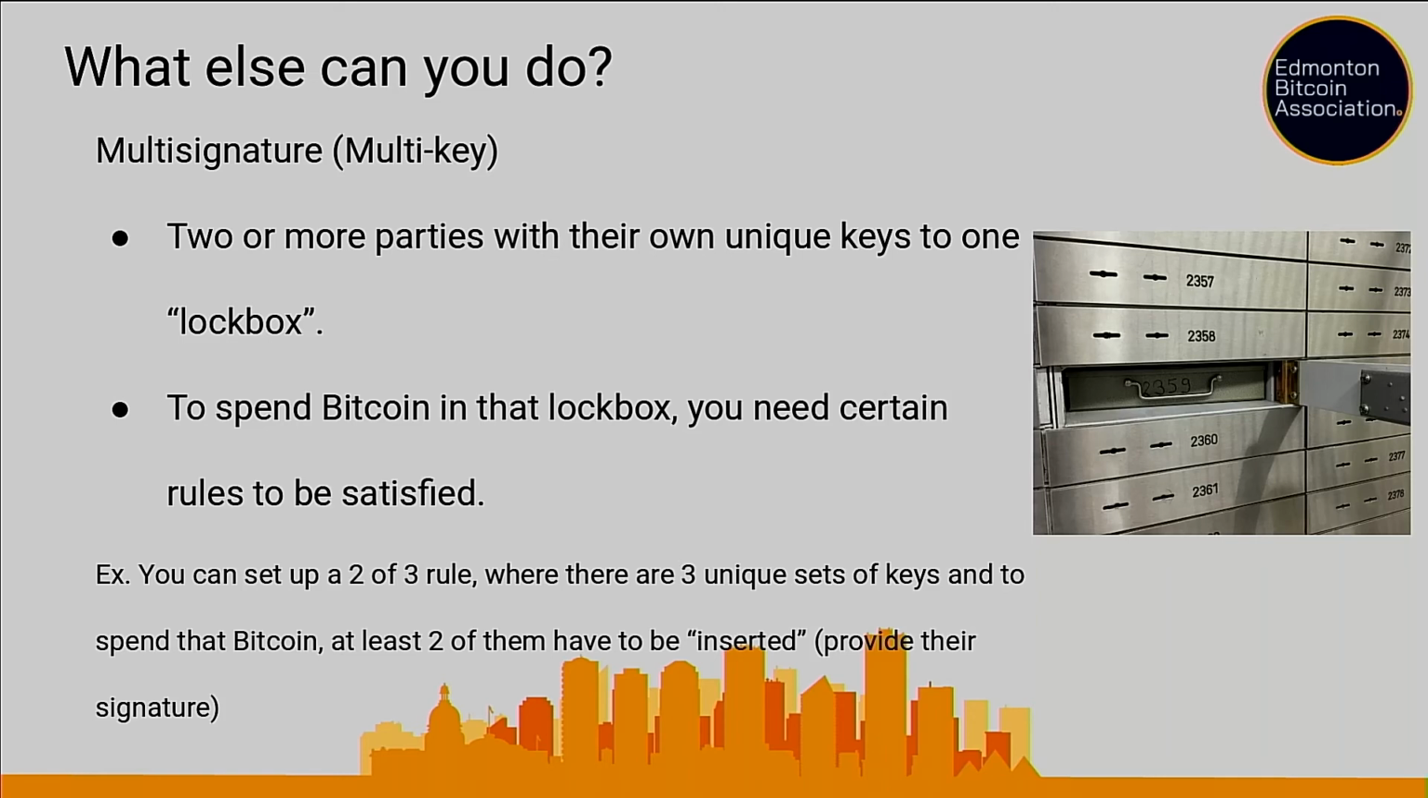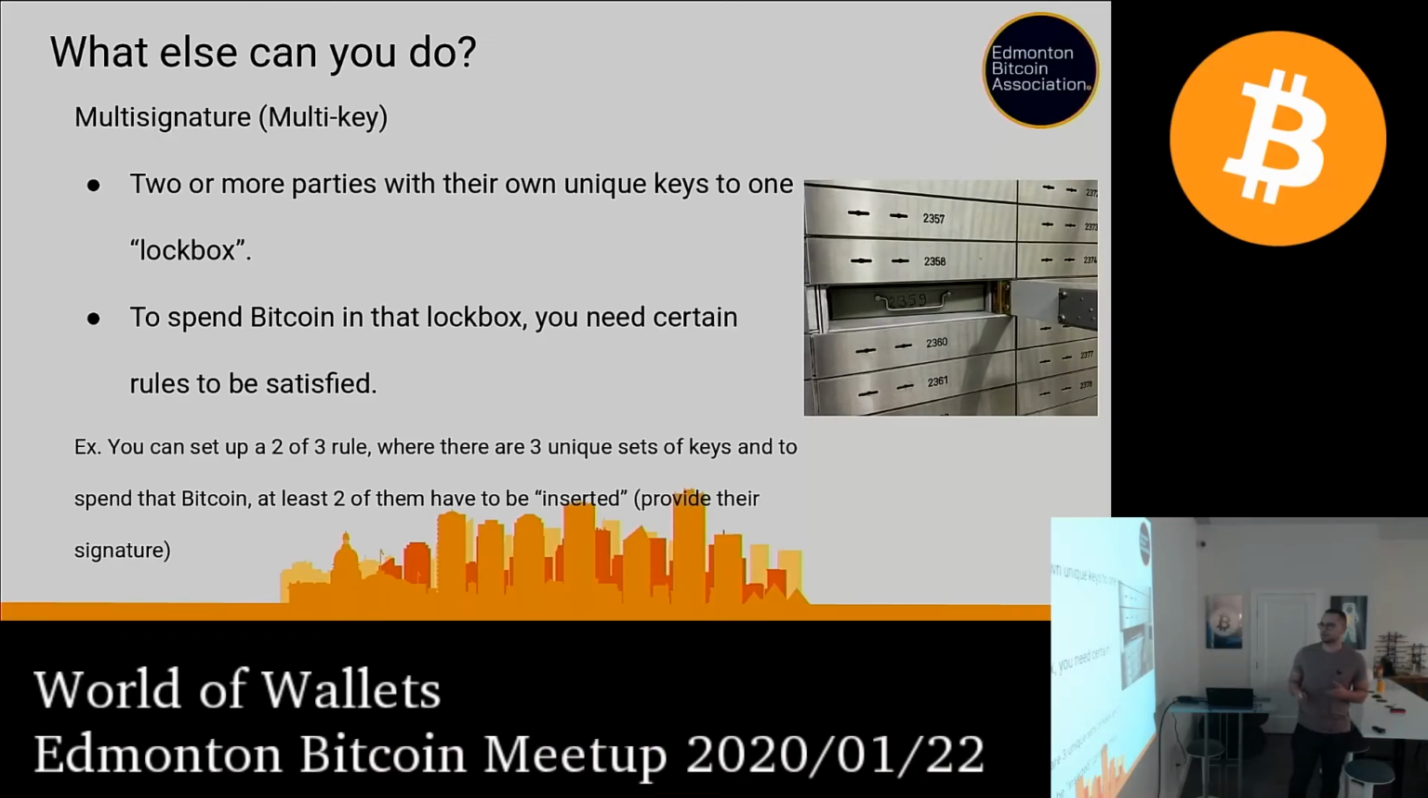So what else can you do? Multi-signature or multi-key is basically when two or more parties with their own unique sets of keys to one lockbox create that lockbox. So to spend Bitcoin in that lockbox, you need certain rules to be satisfied. You can set up these rules on your own. For example, a 2 of 3 rule is where 3 people have a unique set of keys, and you need any 2 of them to be able to spend that Bitcoin.